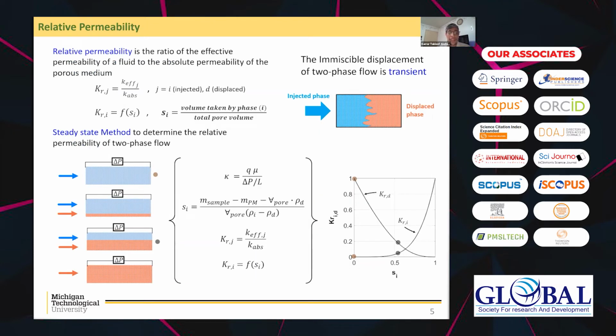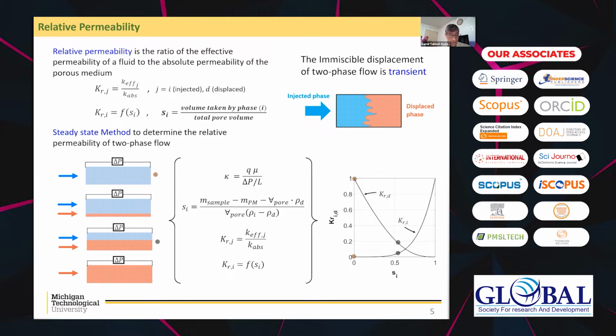From this, we come to the first important concept, which is the input to the fractional flow function: the relative permeability. Relative permeability is the effective permeability relative to the absolute permeability. It is a factor used to study the permeability of multi-phase flow in porous media. There are many methods to estimate it. However, the steady state method is the common one, which is based on injecting fluids.